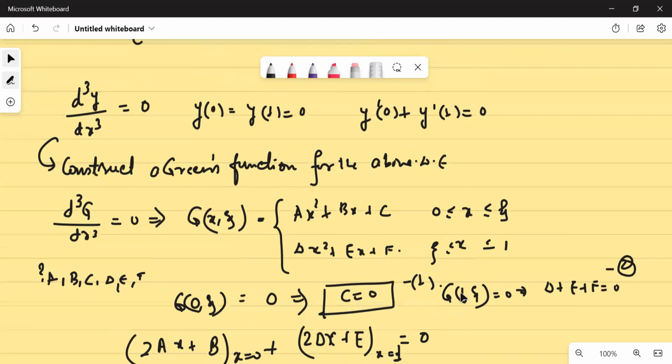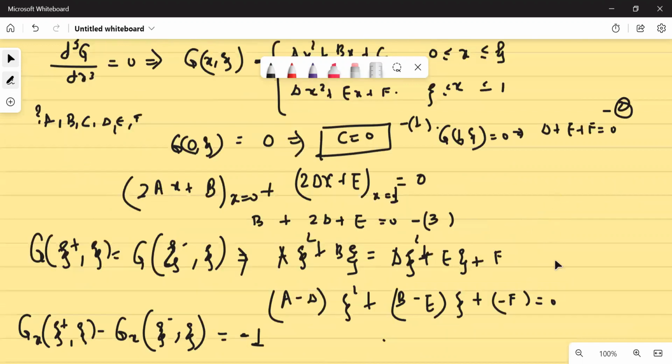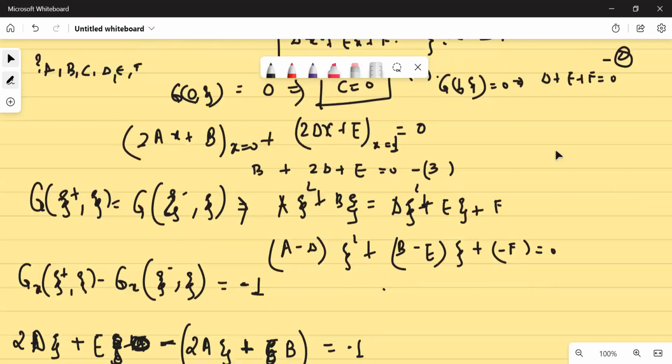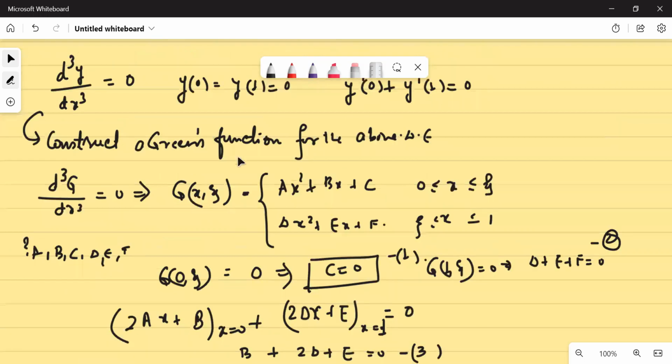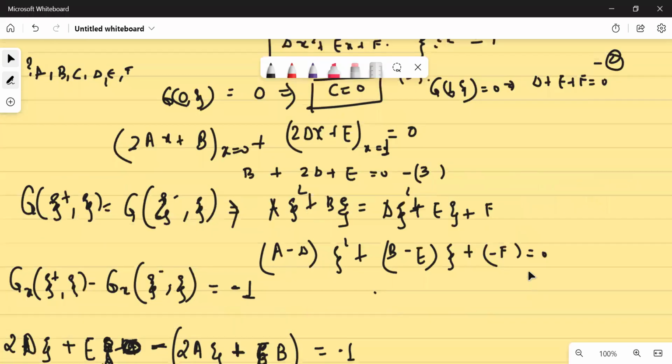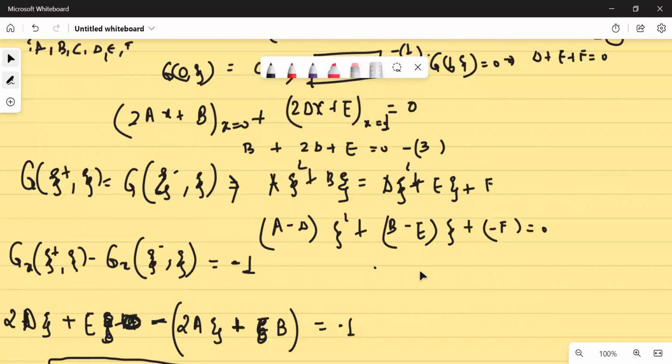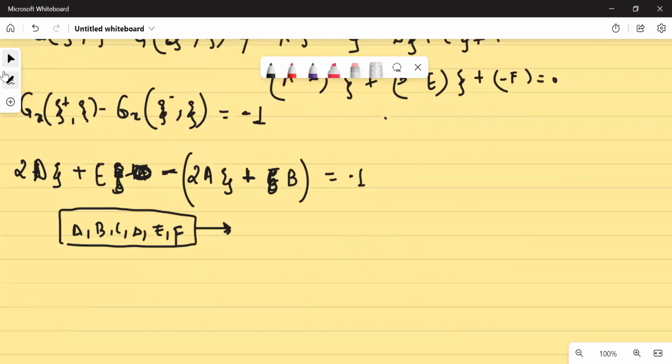And given all these conditions that we are imposing right now, I think I'll just write them up here itself. This will be d plus e plus f equal to 0. So your d plus e plus f equal to 0. This is your equation number 1.